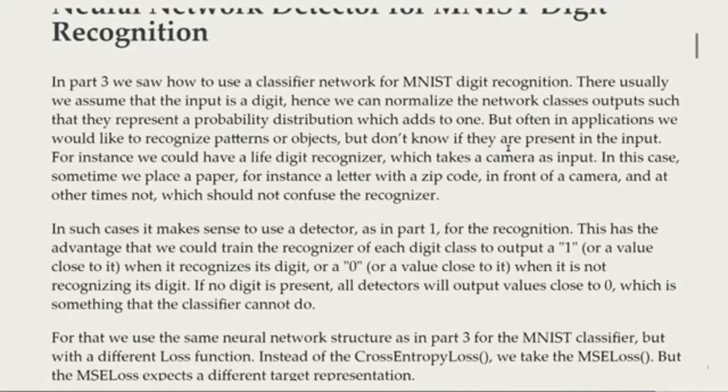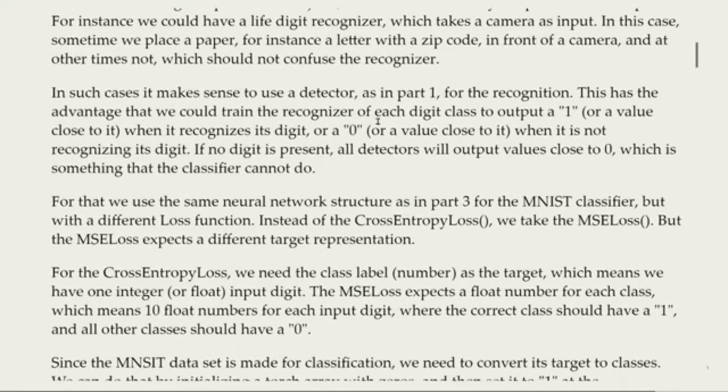In such a case, it makes sense to use a detector as in part 1 for the recognition, because it has the advantage that we can train the recognizer of each digit class to output a 1 or a value close to it when it recognizes its digit, or a 0 or a value close to it when it's not recognizing its digit. If no digit is present, all detectors will output values close to 0, which is something that the classifier cannot do. For that, we are going to use the same neural network structure as in part 3 for the MNIST classifier, but with a different loss function.